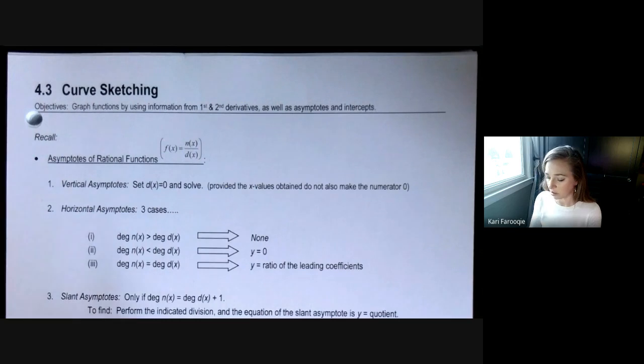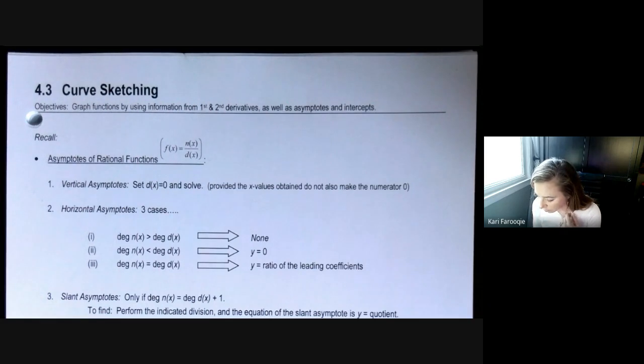So the cases are: if the degree of the numerator is greater than the degree of the denominator, you have no horizontal asymptotes. If the degree of the numerator is less than the degree of the denominator, your horizontal asymptote is y equals 0. And if the degrees are the same in the numerator and denominator, y equals the ratio of the leading coefficients is going to be the equation for your horizontal asymptote. And again, this is all stuff that we did back in chapter 2 when we were talking about limits at infinity.